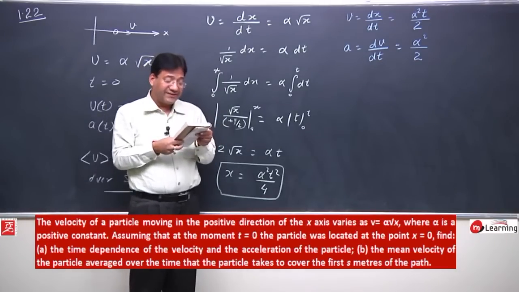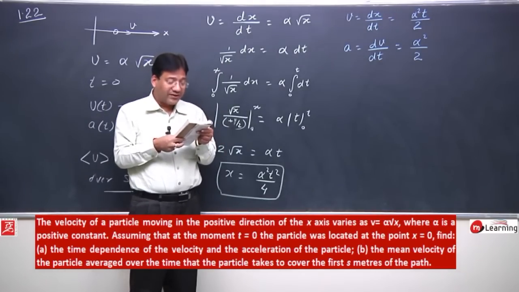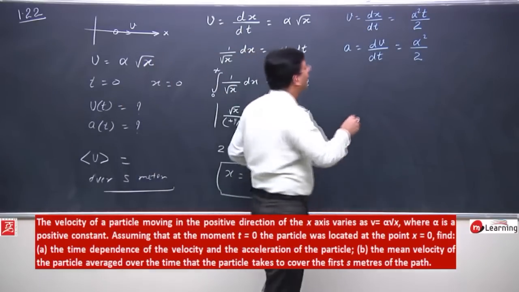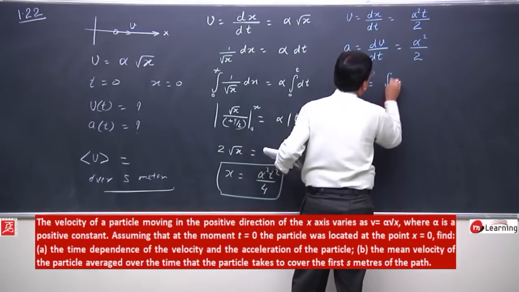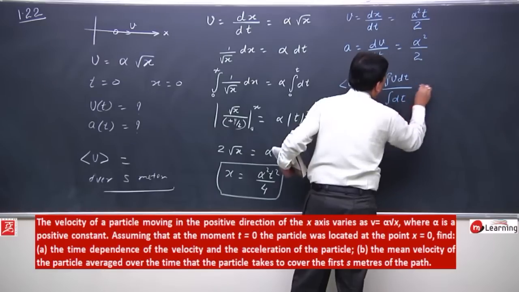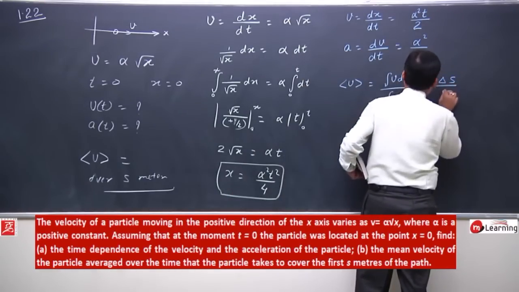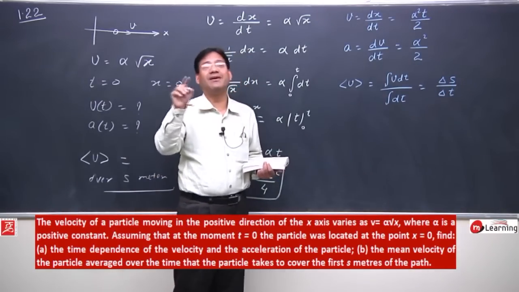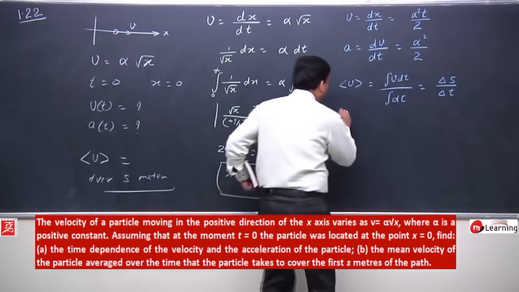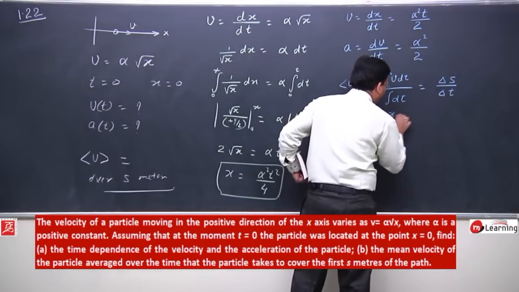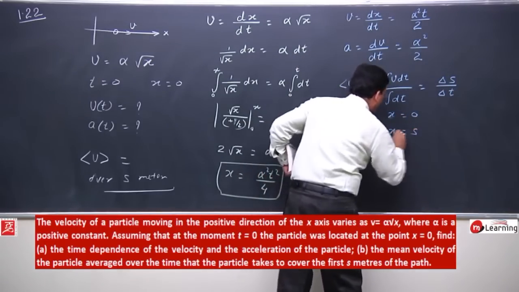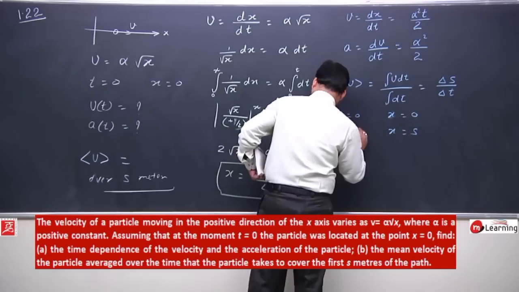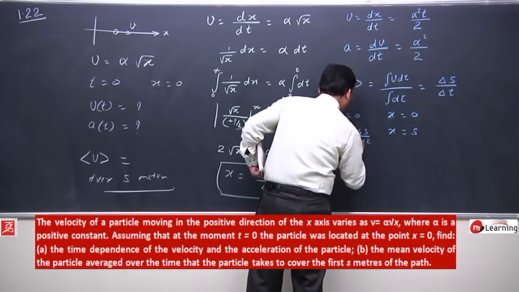Now, the mean velocity of the particle averaged over the time that the particle would take to cover the first s meters. अब देखिए, how do we define mean velocity? Mean velocity is defined as integral of v dt upon integral of dt, or this is delta s by delta t. अब फर्स्ट s मीटर्स ट्रेवल करने में कितना समय लगेगा वहां हम निकाल सकते हैं। हम कहते हैं at t equal to 0, x equal to 0 and when x is equal to s, this time would be, x की जगह मैं s लिख दूंगा, 4s by alpha square, and under root of this is the time.